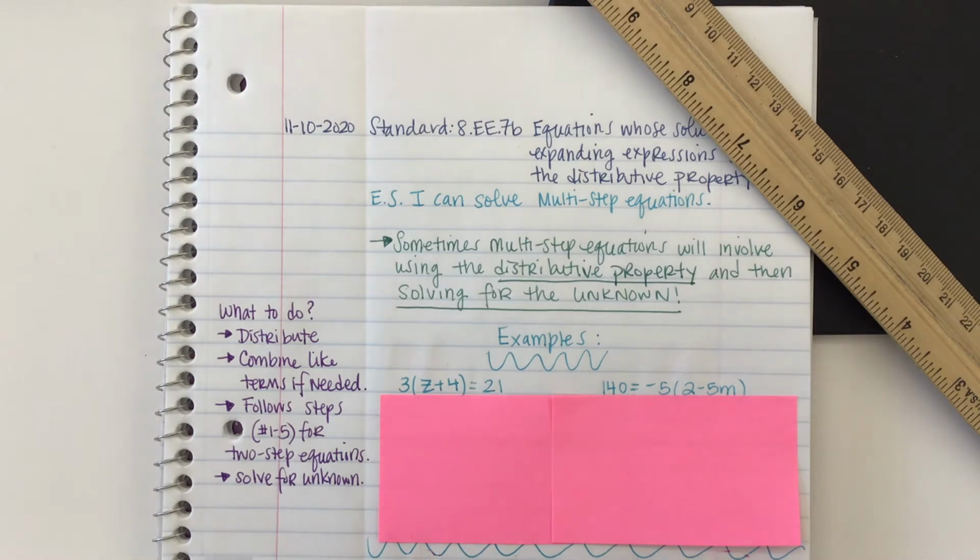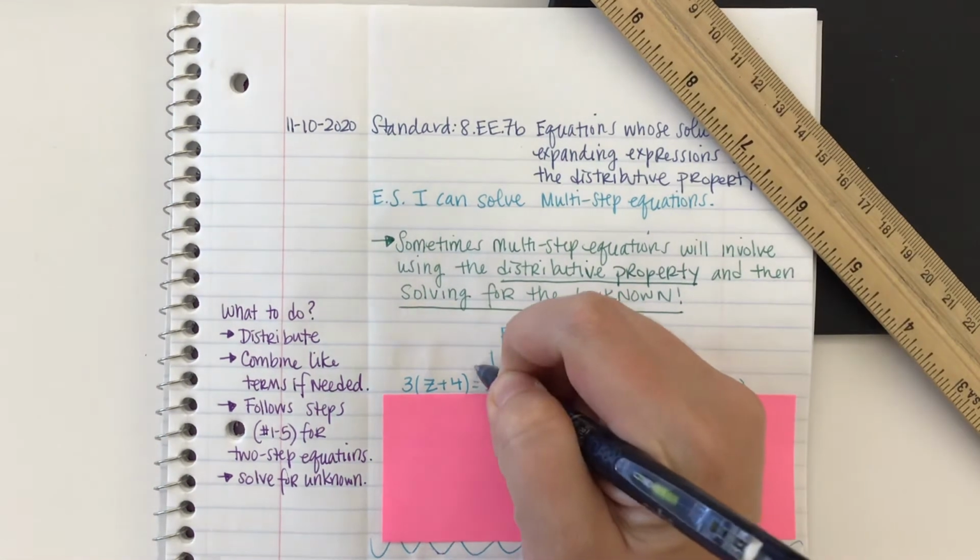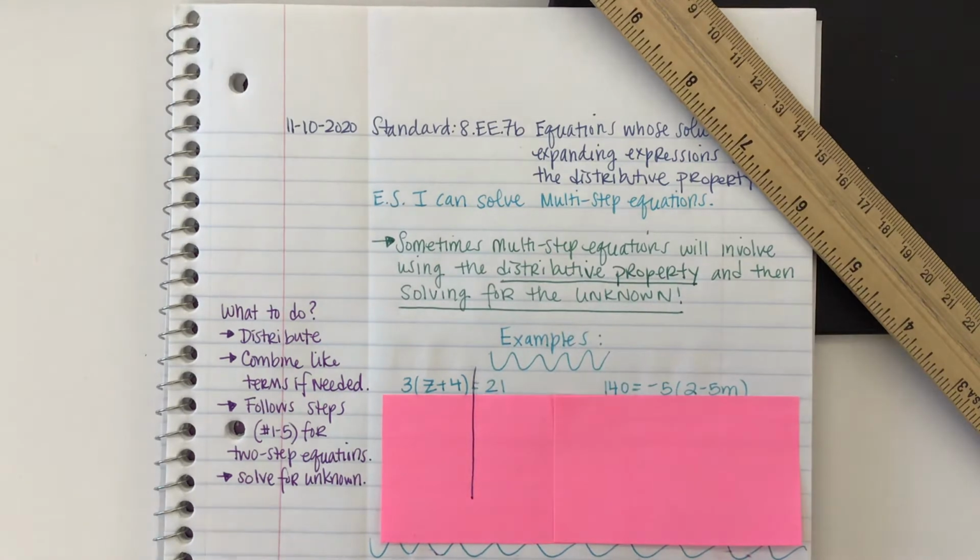So we're going to do 4 examples today in this lesson, and hopefully it helps you out to understand how to solve multi-step equations. So always, whenever you see an equal sign, what do you do? You draw a line down the equal sign. Let me read the problem first: 3(z + 4) = 21. So we need to solve for z. Whenever you see an equal sign, you go ahead and draw that line.